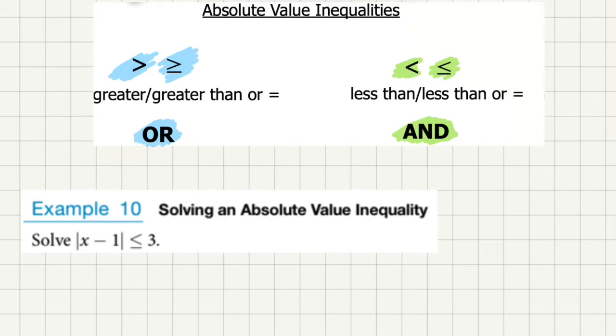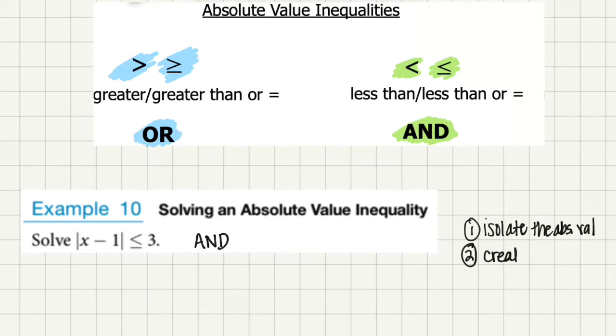So our first example, the absolute value of x minus 1 is less than or equal to 3. This is an AND. So I remember it: less than sounds like "less than and." That's how I make that in my head: is it an or, or an and? The first thing we're going to do is always isolate the absolute value. In this case, that's already done for us.